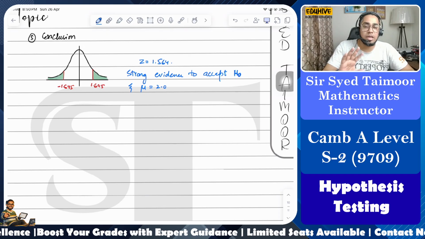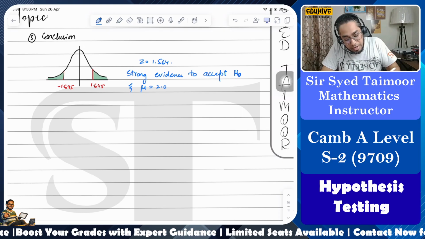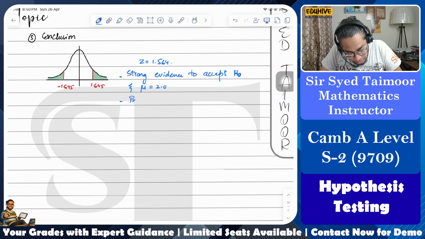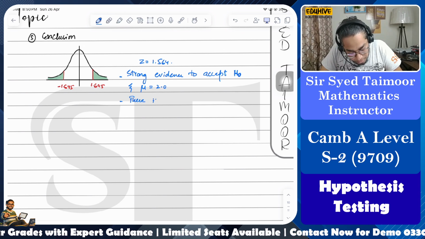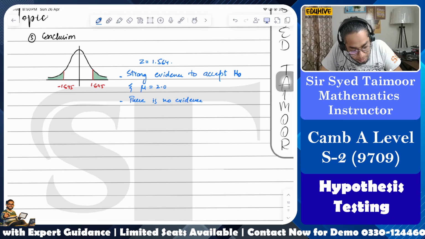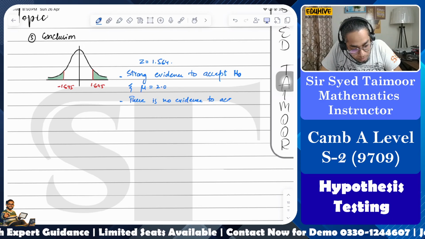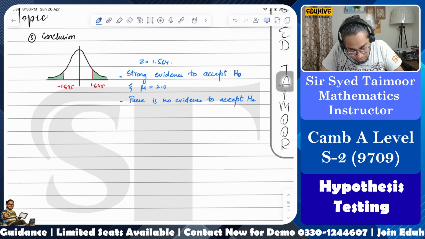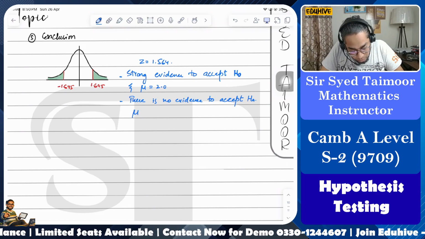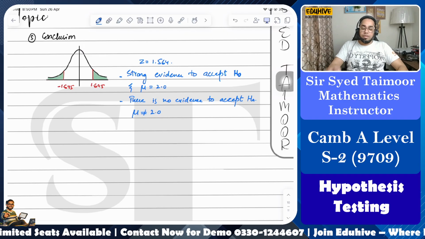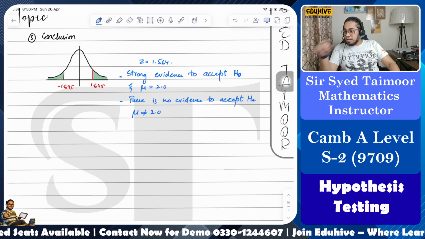Now in the sentence transformation, I can write this thing and I can write this thing also. There is no evidence to accept H alternative. Mu was not equal to 2.0. Okay. So both the things have the same meaning.